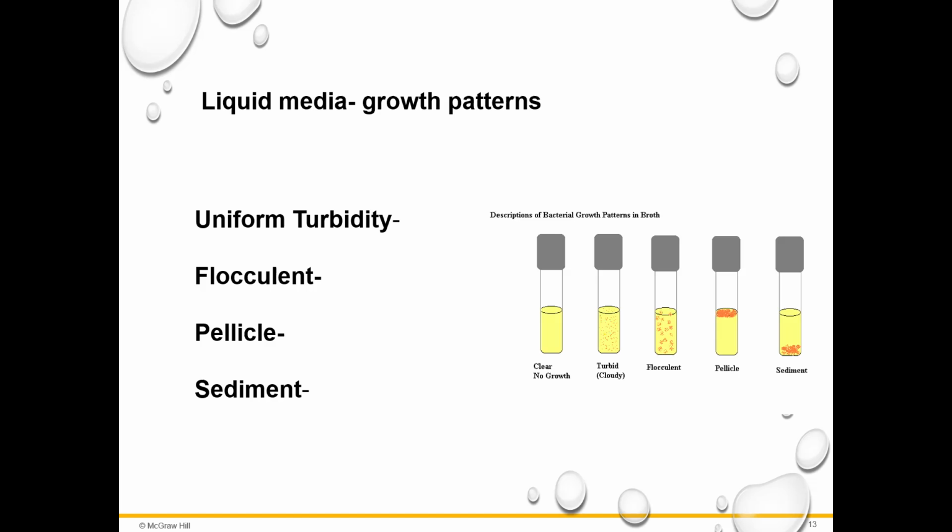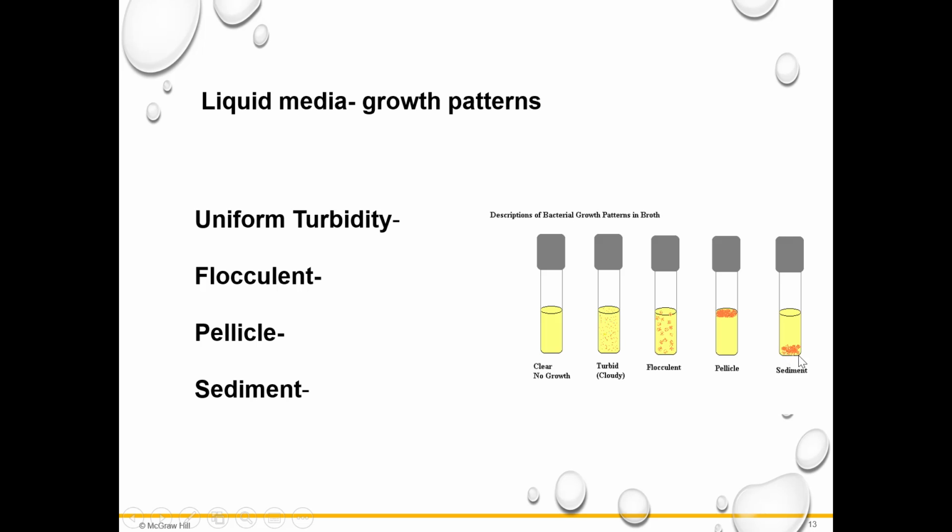Now moving on to liquid media, there are different growth patterns that you can see in liquid media. Uniform turbidity means that it's cloudy throughout the tube. So you have equal cloudiness throughout the tube. Flocculent is referring to clumps of growth. So you have clumps growing throughout the tube. A pellicle is a film of growth on the surface of the broth. And sediment is when bacteria settle to the bottom of the tube. So a majority of the growth that you would see would be in a cluster at the bottom of the tube.